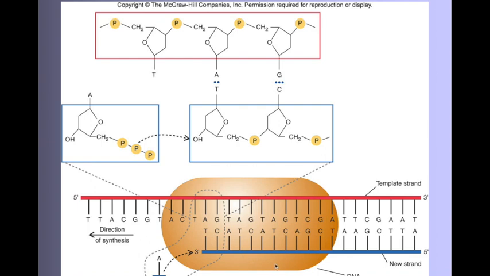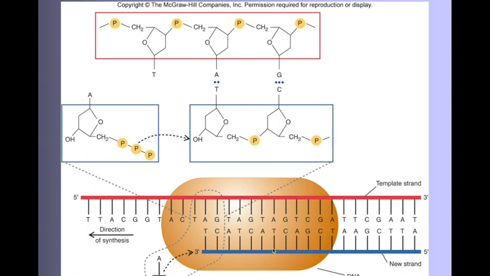On the leading strand, as long as the direction of synthesis is towards the replication fork, this process can continue until the end of that entire replication cycle, right? And again, note that the template strand here is in the complementary orientation as the newly synthesized strand here.